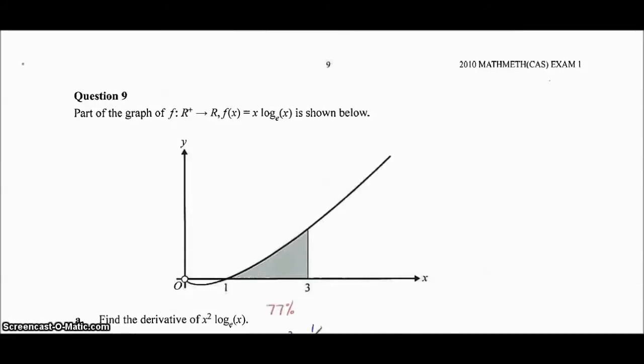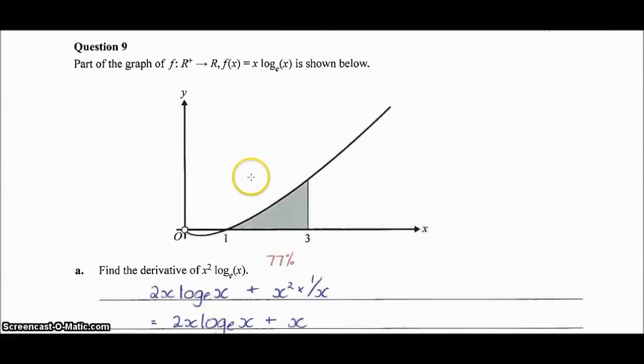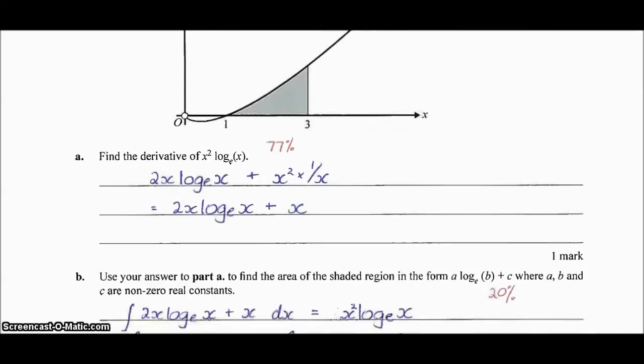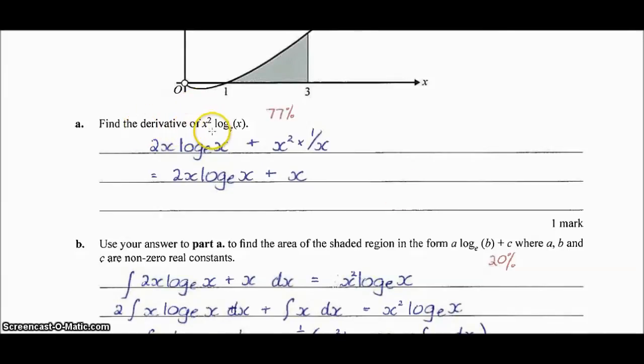Okay, two more questions. So this one here, we've been given part of the graph of x log of x, and the first part of the question they've just asked us to differentiate this, so x squared log of x. Just using the product rule, we get this 2x log of x plus x. So there was a product rule question earlier, so I'm not going to explain that again.